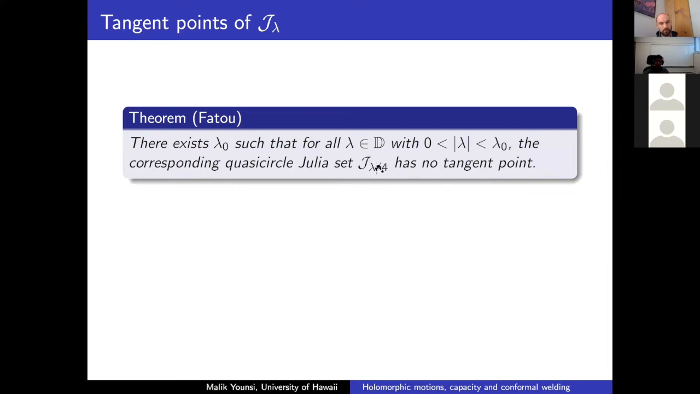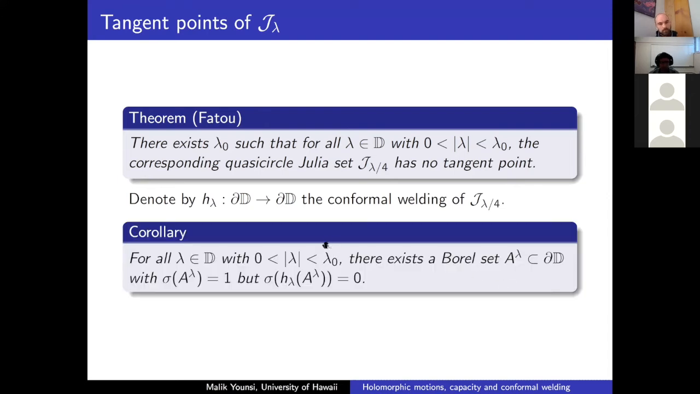So here, this lambda over 4 is just a normalization to make sure that if you start with lambda in the disk and then you divide by 4, then you get something in the main cardioid of the Mandelbrot set. So it's some kind of annoying normalization that we have to carry around. And then if you denote by, let's say, h lambda, the conformal welding homeomorphism of this quasicircle Julia set, then we get, as a consequence of what we discussed, that for all lambda small enough but not equal to 0, there is a Borel set on the unit circle with full Lebesgue measure, but when you apply the conformal welding homeomorphism, it has 0 normalized Lebesgue measure.